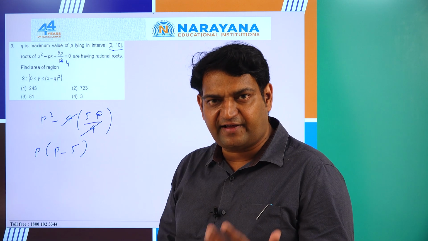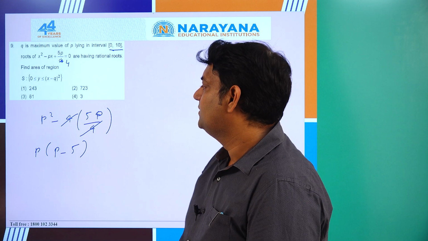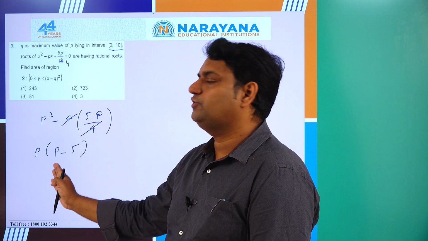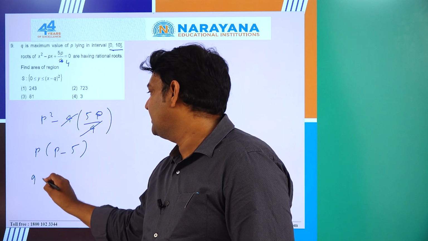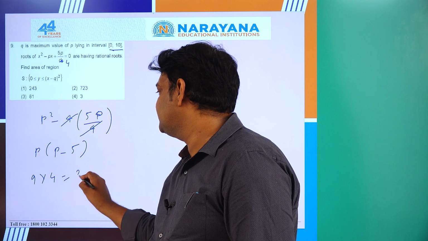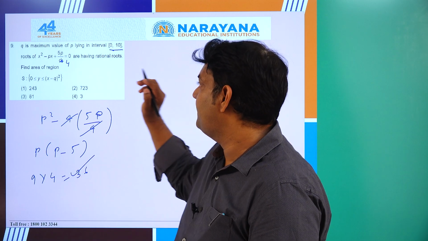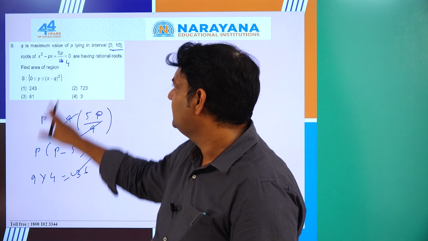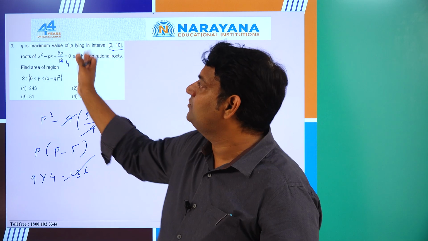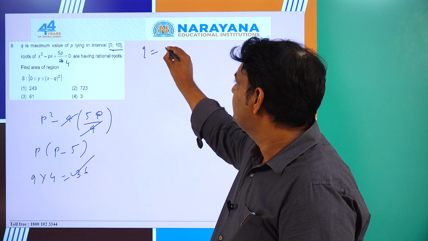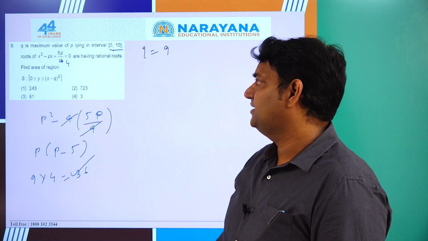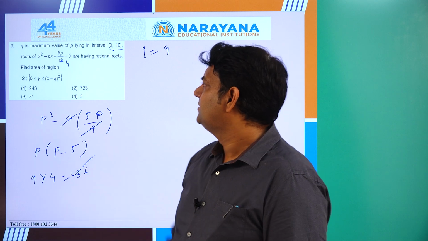Since we want the maximum value of p, we will start with the bigger value. If you substitute 10 into 5, that is 50. Is it a perfect square? No. We will go to the next number. 9 into 9 minus 5, 4, that is 36. Is it a perfect square? Yes. So what is the maximum value of p possible? 9. And that maximum value is named q. So what is the value of q? It is 9. Understand?